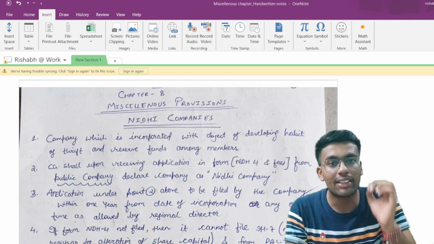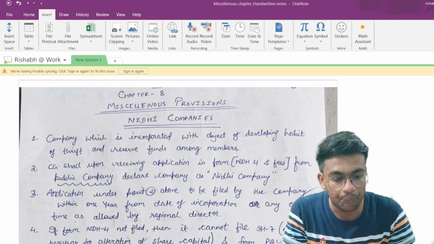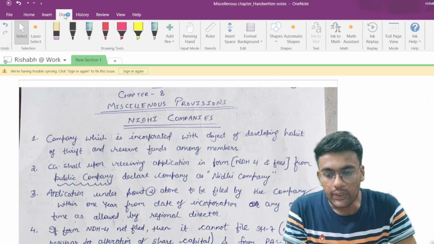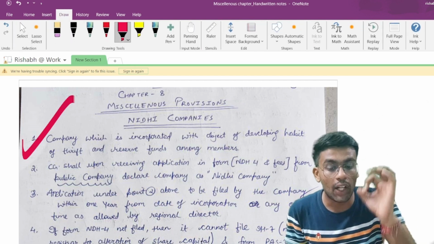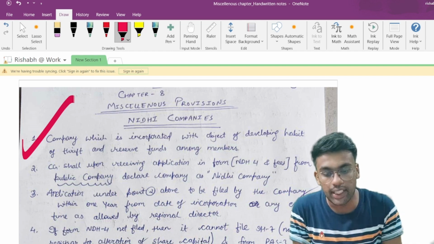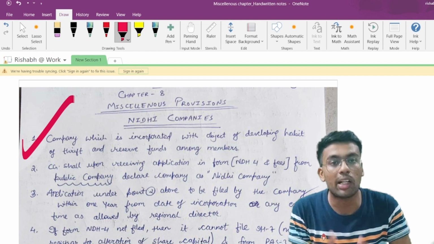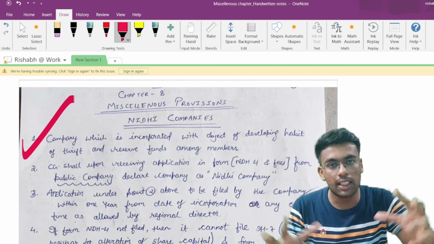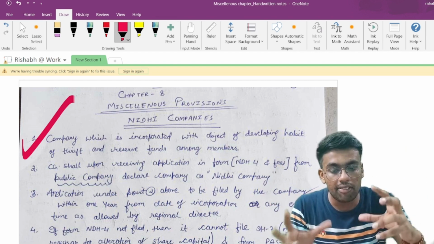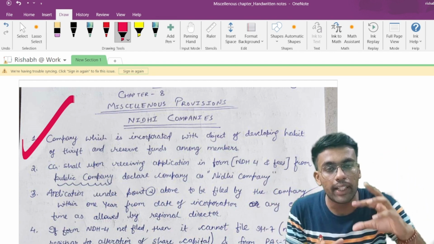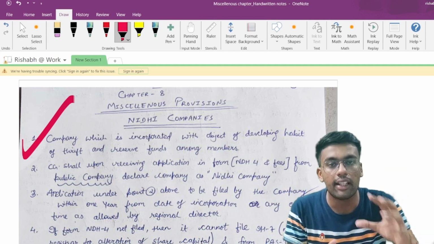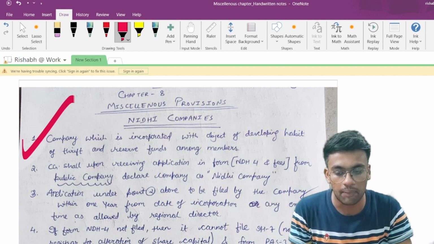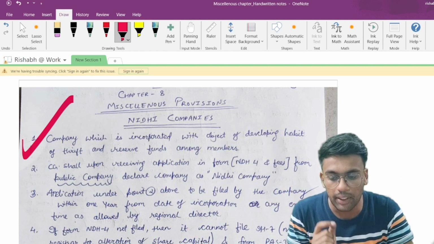Now, let us start firstly with the Nidhi Company provisions. As you can see on the screen, Nidhi Company is a company which is incorporated with the object of developing habits of thrift and reservation of funds among the members. That means a couple of members come together to form a company wherein there will be development of the habit of thrift, and the funds will be reserved for the utilization of the members. That is the main purpose of the Nidhi Company.